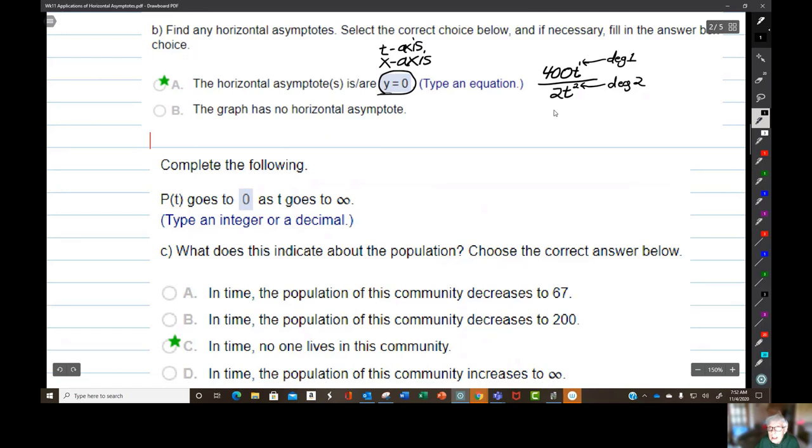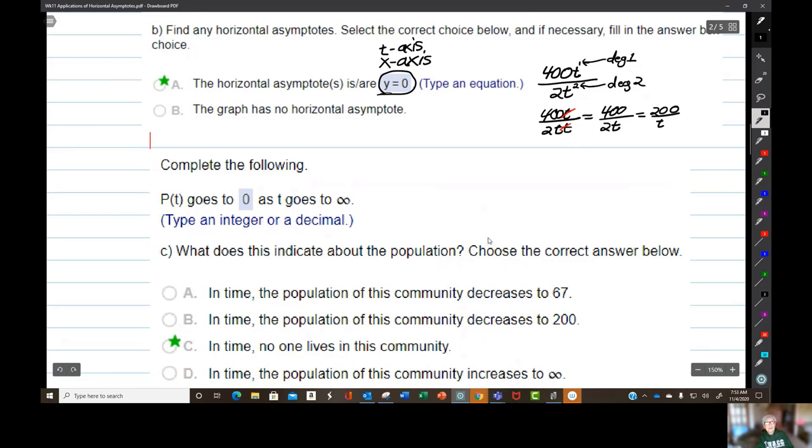Go ahead and do some canceling. 400t over 2 times t times t. That's a 4, not a t. Okay, we're going to cancel this t with one of these t's. So what we're left with is 400 over 2t, which is 200 over t. I didn't even have to bother to break it down.